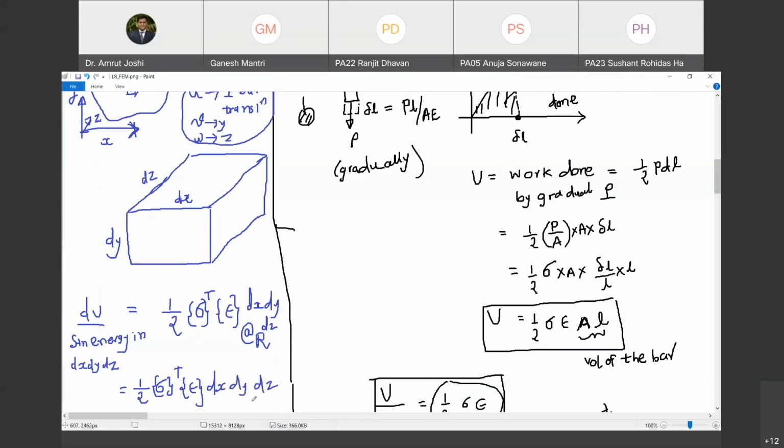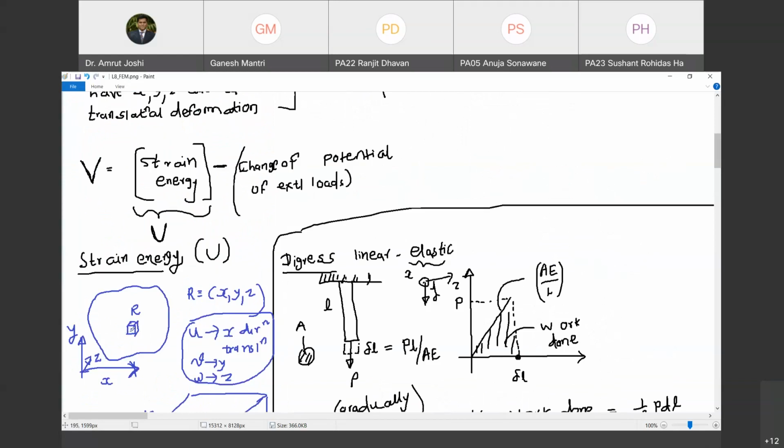Happy? Yes, sir. If the stress tensor and strain tensor do not remain the same over dx, dy, dz, I will not be able to write the strain energy in this way. Are you with me? Yes, sir. Okay. So we have now written down the strain energy stored in the vicinity of R. Do you agree with me? Yes, sir.